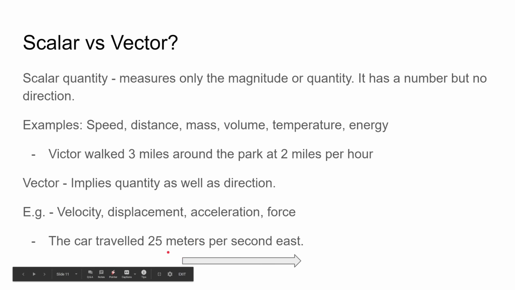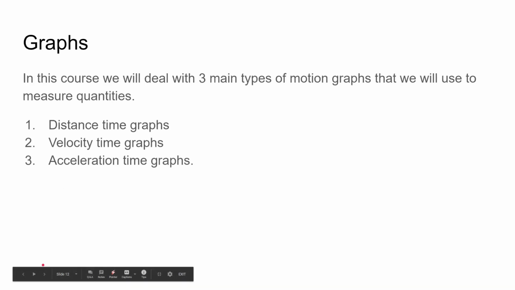And often when you have an exam question, a vector will always be given in a diagram, with an arrow pointing in the direction. If it's like, let's say, forces or acceleration or any of these, basically, you'll often have an arrow, not always, but often. So if you see an arrow, that's a good indication that it might be a vector quantity. And so that brings us on to graphs, which we will explore in the next video.